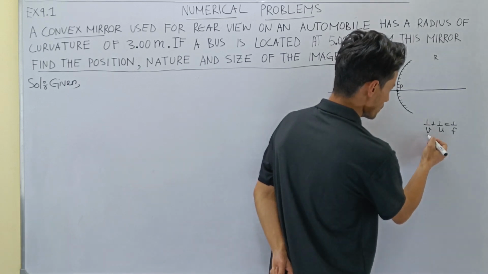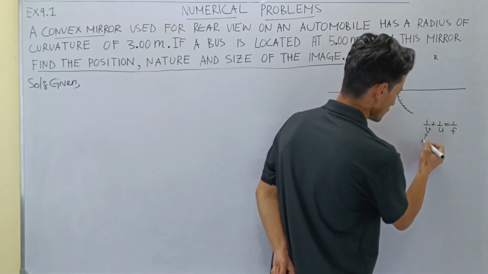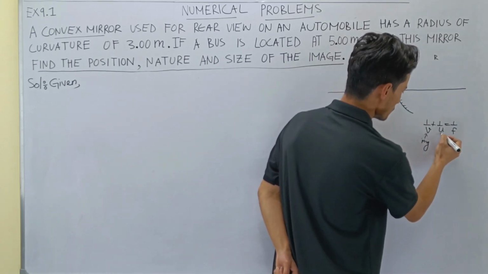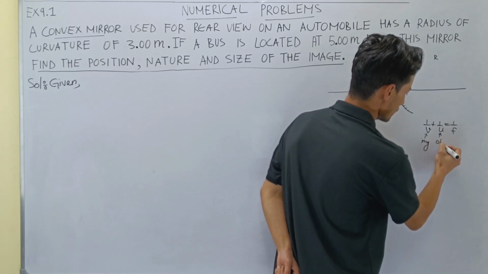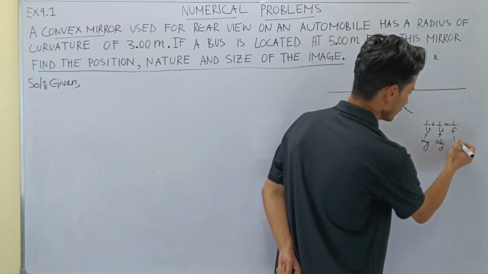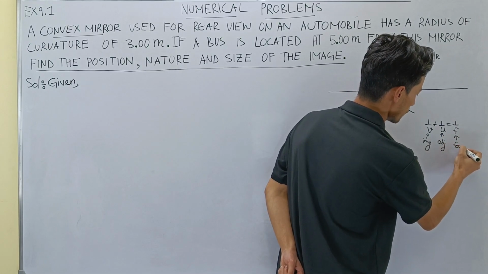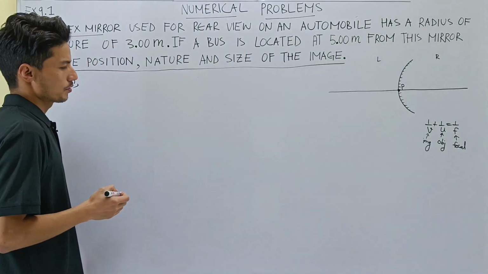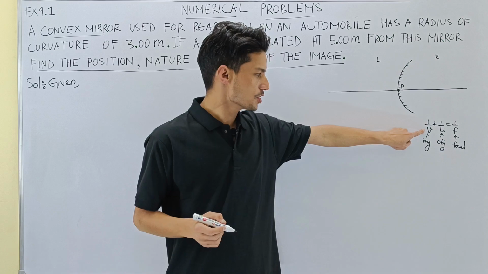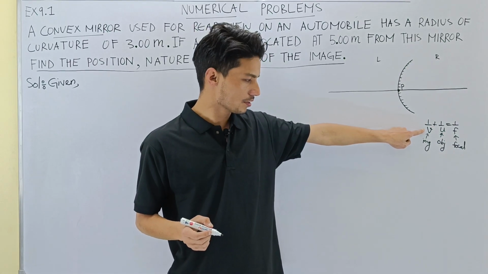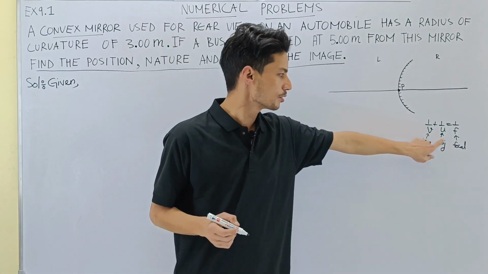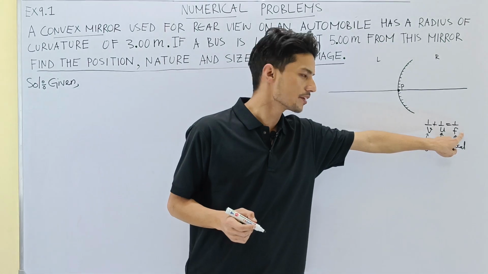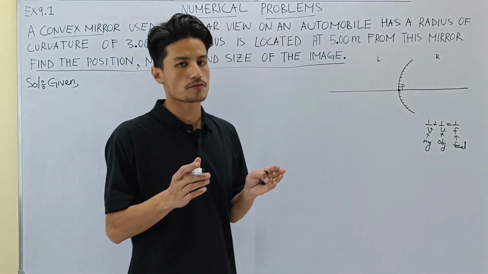Here v is image, you already know that this is image position. u stands for object, and this is focal length. So the symbol for image is v, the symbol for object is u, and small letter f is the representation for focal length.